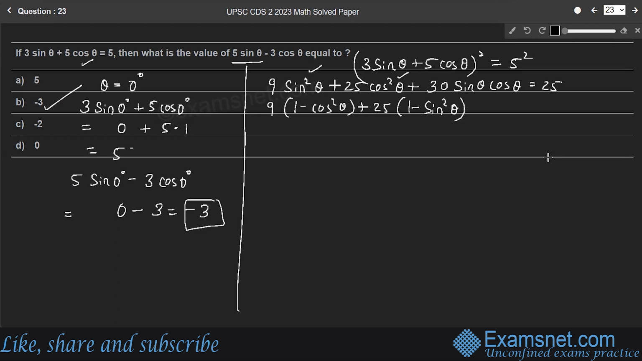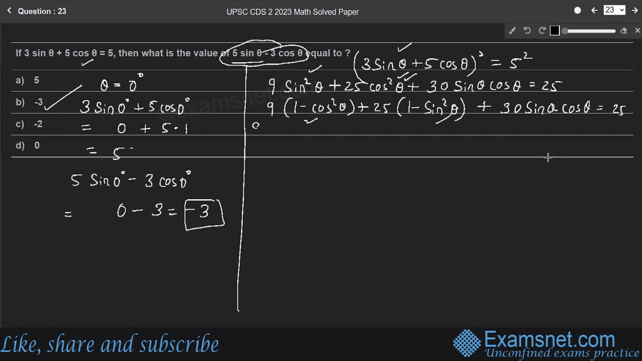So 1 minus cos square theta plus 25 into, I'll take this cos square theta as 1 minus sin square theta, right? So why do we need to take it in such a way? Because we have to finally express the given expression in the form of 5 sin theta minus 3 cos theta, right? Therefore, we have to interchange the coefficients of sin theta and cos theta. So we are expressing sin square theta in terms of cos square theta and cos square theta in terms of sin square theta, right? Simple way. Plus 30 sin theta cos theta is equal to 25, right?